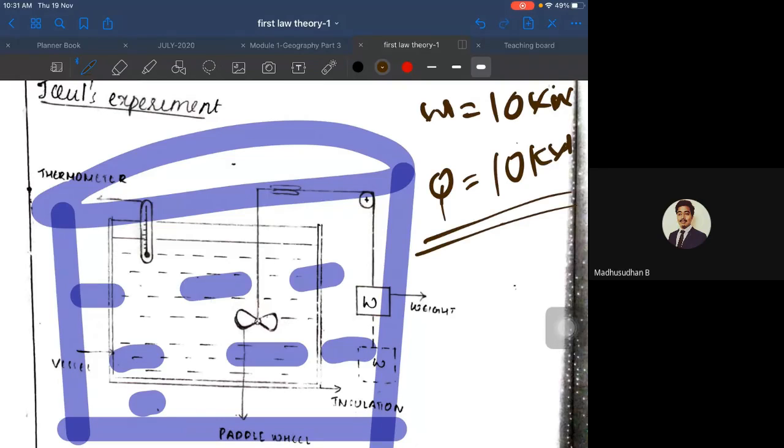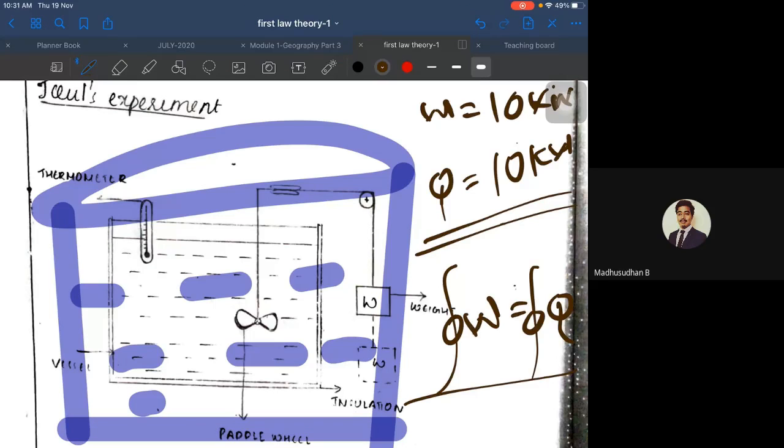Surprisingly, he found that whatever work he has transferred and whatever heat he has gained back, both are the same. Thereby, he gives the first law of thermodynamics as: the cyclic integral of work flows will be equal to the cyclic integral of heat flows. This is your first law.